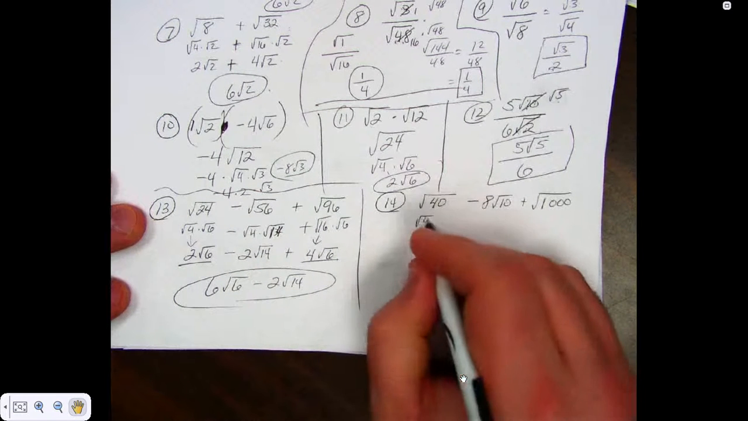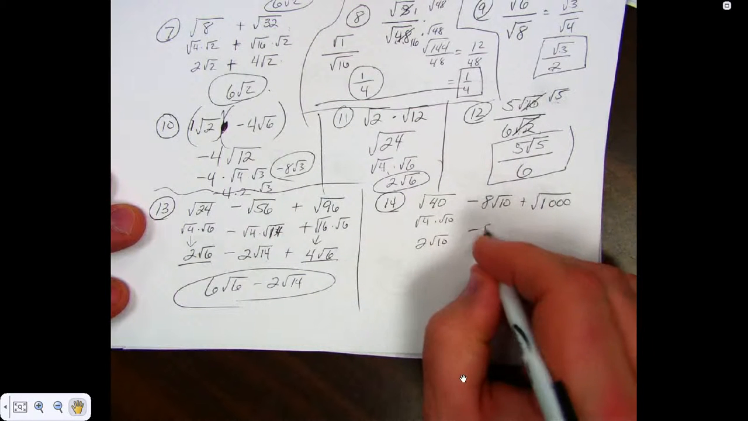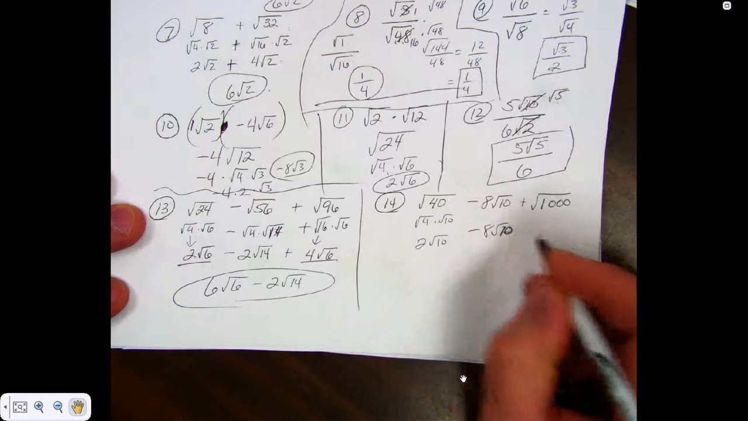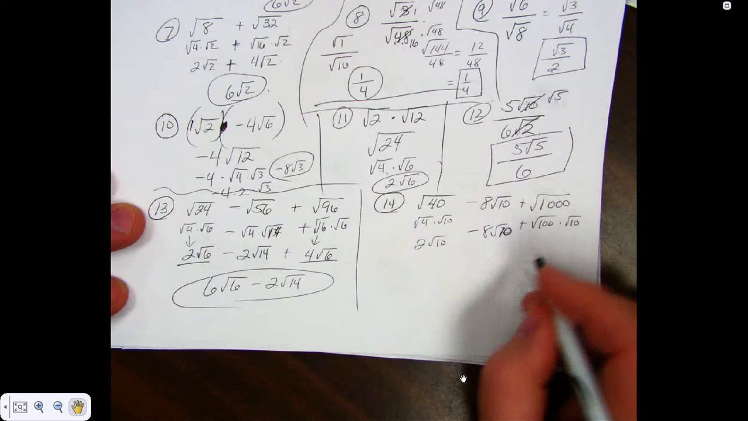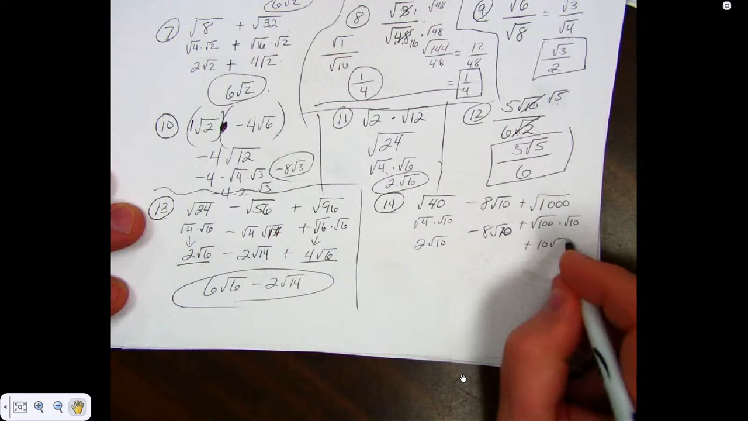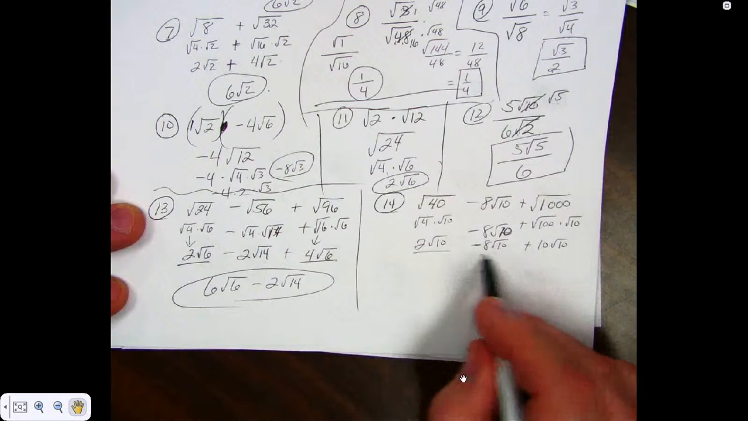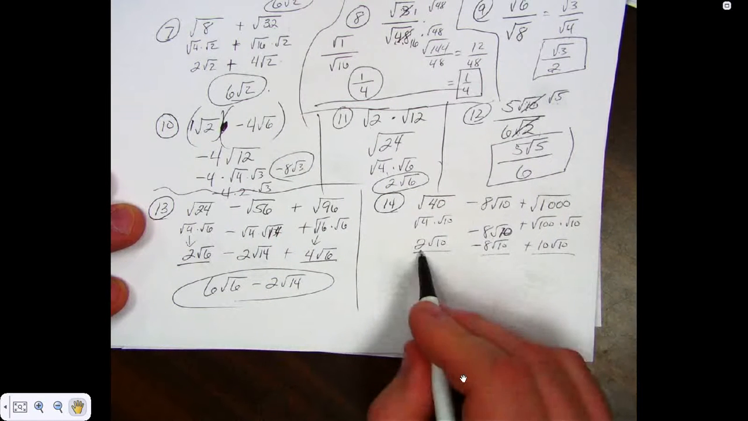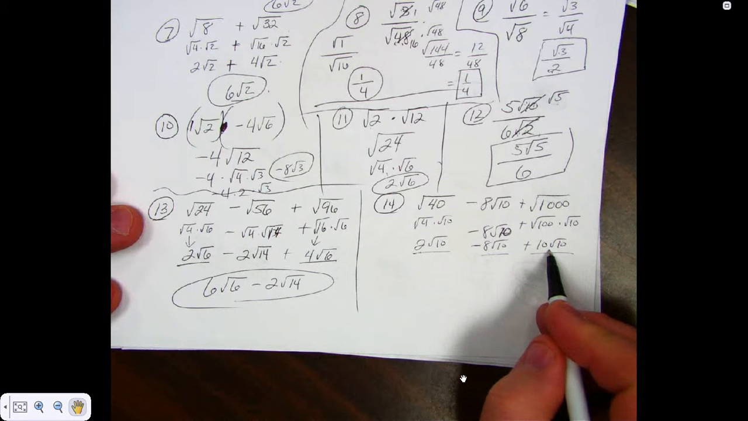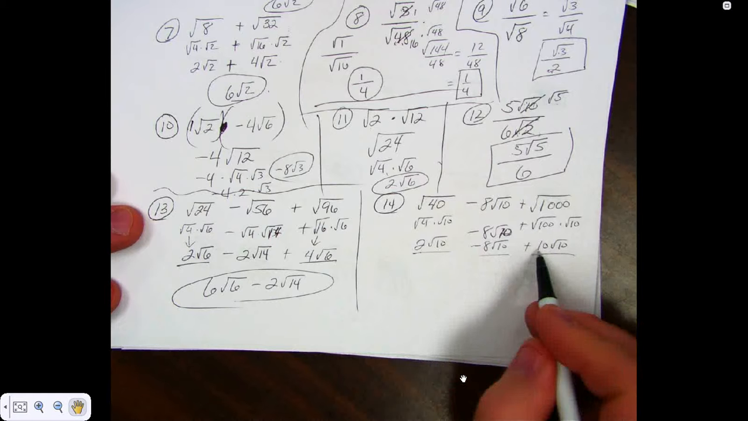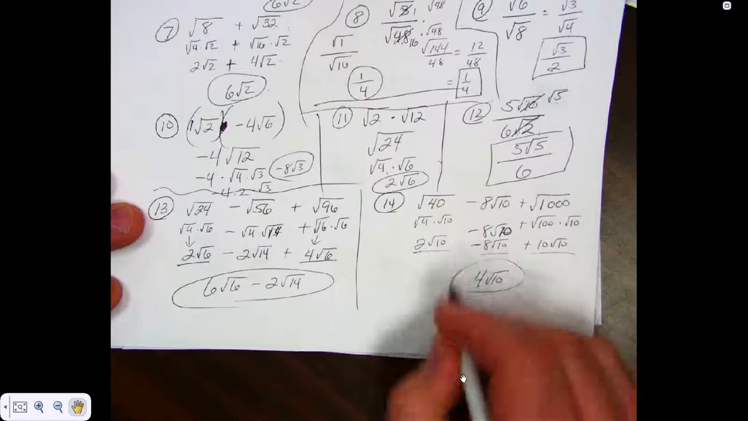Over on this one, you got square root of 4 times square root of 10. 2 square roots of 10. Here you got negative 8 square roots of 10, right? Here, that's square root of 100 times square root of 10, isn't it? So you get plus 10 square roots of 10. Do you have any like terms here? You have 2 square roots of 10, and this makes how many square roots of 10? 2 and 10 is what? Minus 8 is 4 square roots of 10.